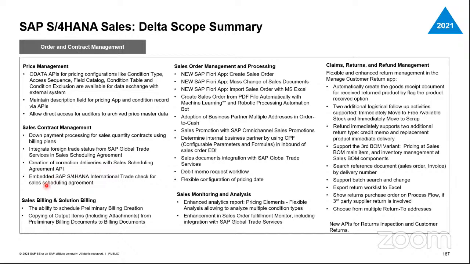Then sales billing, preliminary billing came in an earlier release. So you could have a preliminary billing document, discuss with the customer, make changes, and then actually generate. So there are some delta changes to that. New Fiori apps for order management processing. None of these I wanted to cover specifically. Of course, we talked about business partner multiple addresses topic earlier. And this is an example that I can walk through, create sales order from PDF file. I'll come to that. Enhanced reporting and enhanced functions, some additional deltas in claims, returns, and refund.